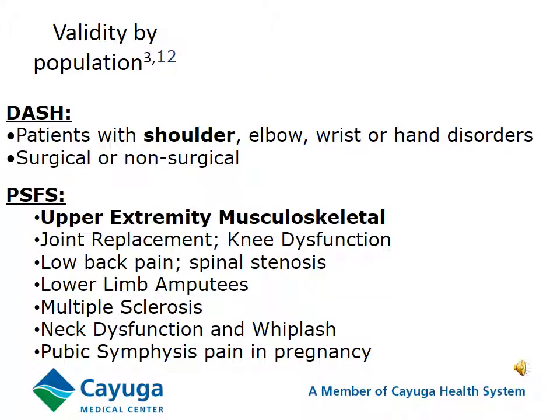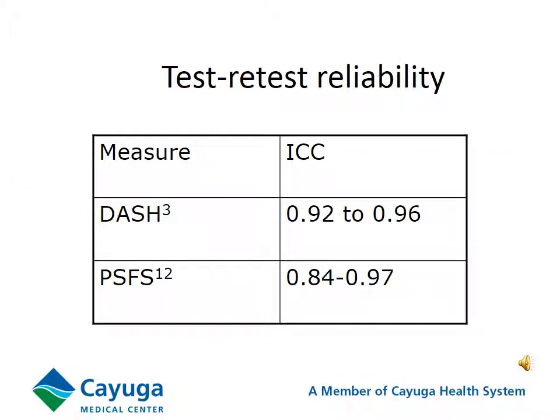Both the DASH and patient-specific functional scale have been validated in patients with shoulder pain. Both of these scales also have high test-retest reliability.